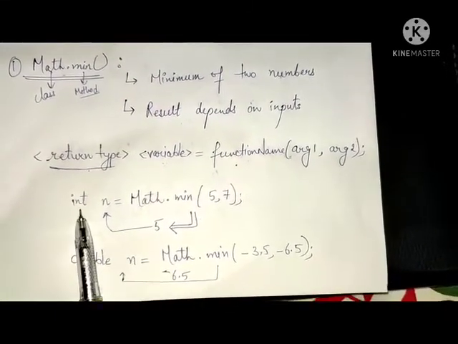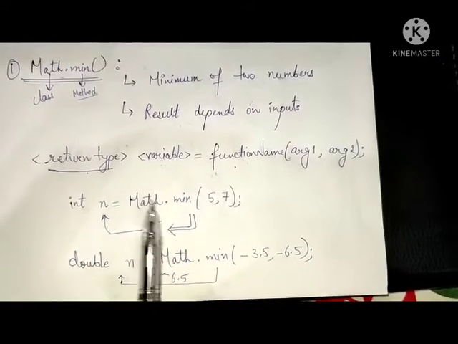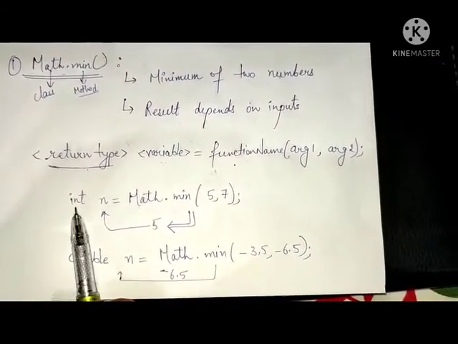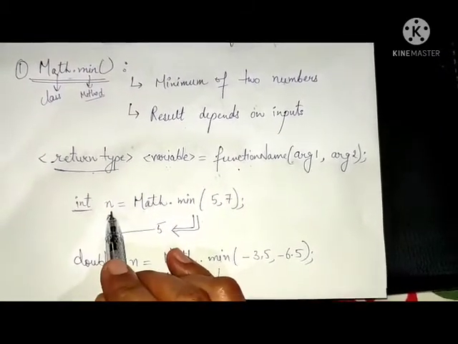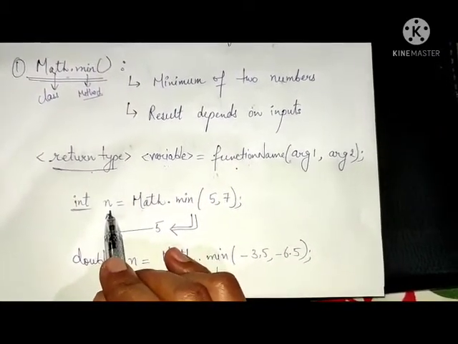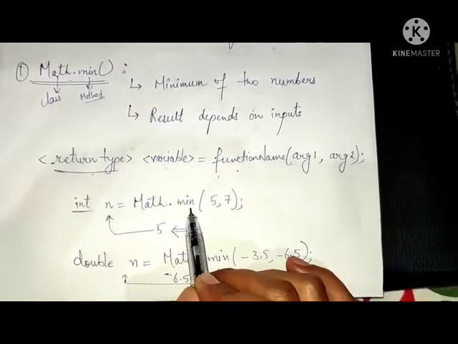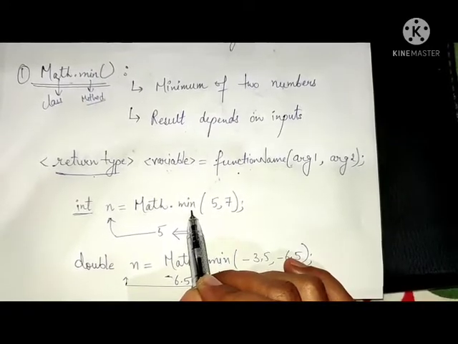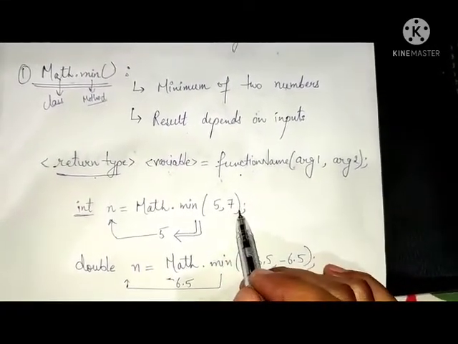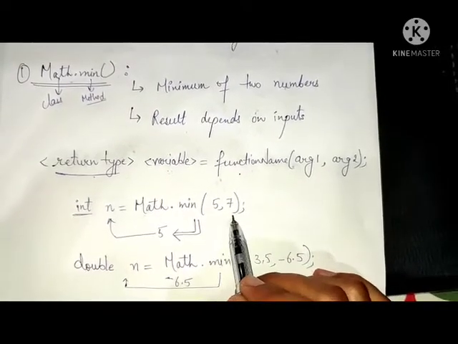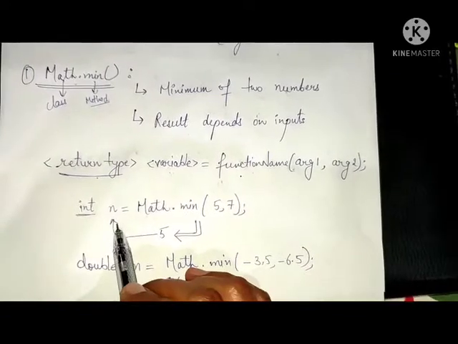I am writing int n. Here int is the return type of the function. ये कौन सी वैल्यू रिटर्न करेगा हमें? इंटीजर वैल्यू. कहाँ से पता चल रहा है? int से. And n is the variable that is used to store the result, is equal to math dot min, the min method that is used to find the minimum, and here I am passing two values, 5 and 7. Out of this, which is the minimum value? 5, so it is stored in the n variable that is given by the min function.